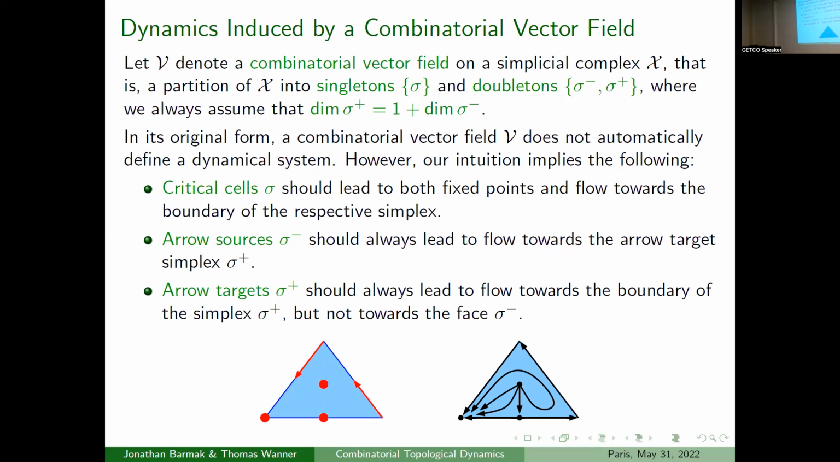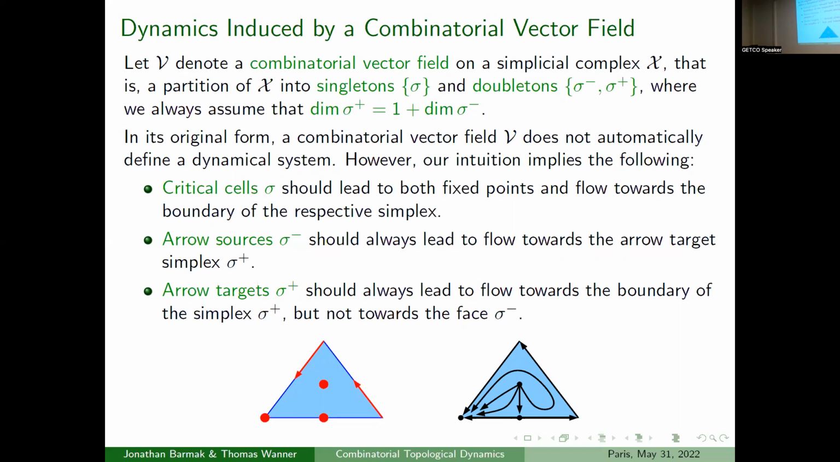Likewise, down here, I have a critical cell of dimension 1. That should correspond to an equilibrium solution with a 1-dimensional unstable manifold. So the flow should be staying in that edge, of course, but going towards the boundary. This vertex here, 0-dimensional, this is a stable equilibrium. And once you actually realize that, it's almost automatic to fill in the flow.